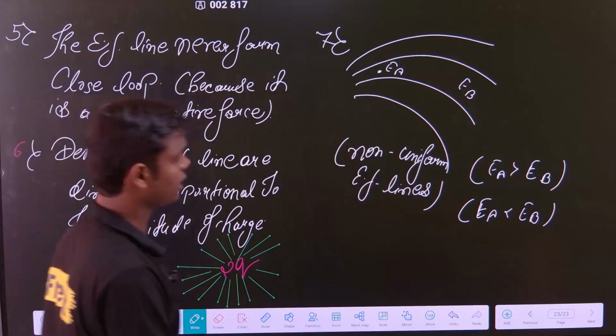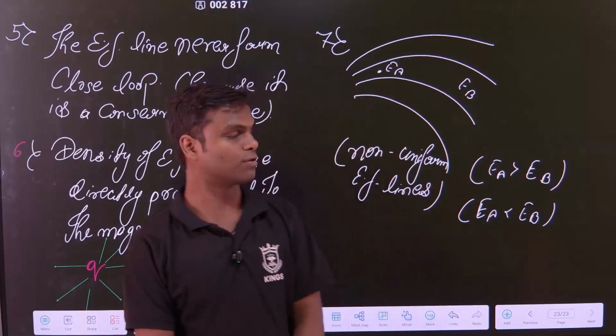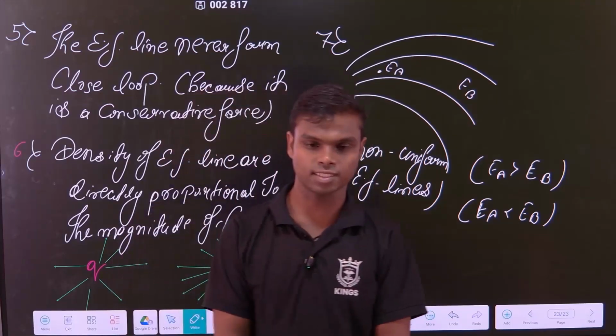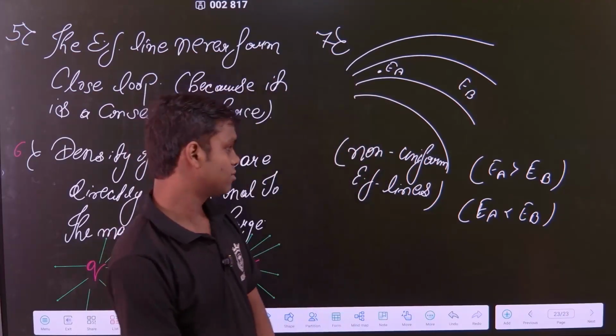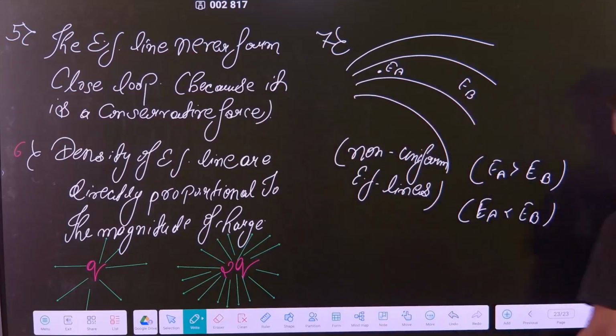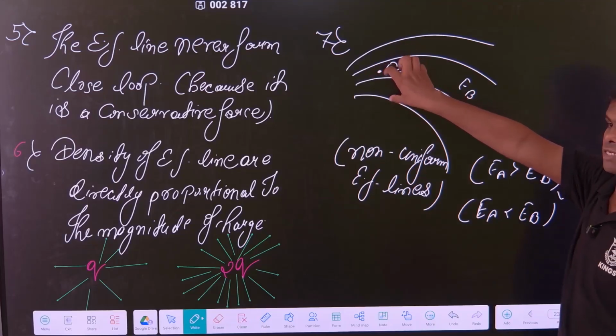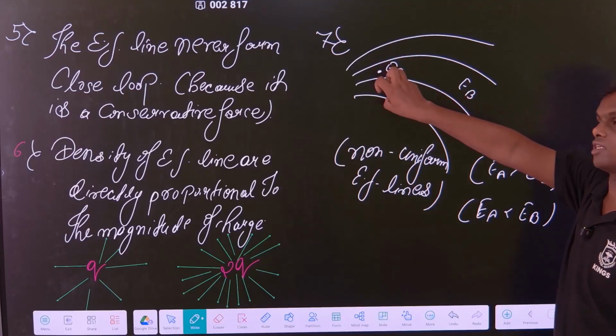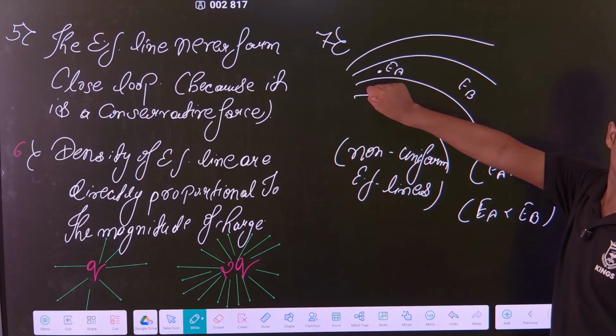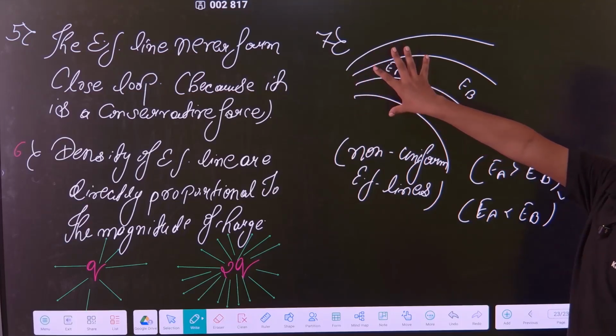How many of you are saying EA is greater than EB? Okay. How many of you are saying EA is less than EB? The correct option is EA is greater than EB. Why? Because here the density is more, so the electric field is stronger. More density, stronger electric field. So EA is greater than EB.